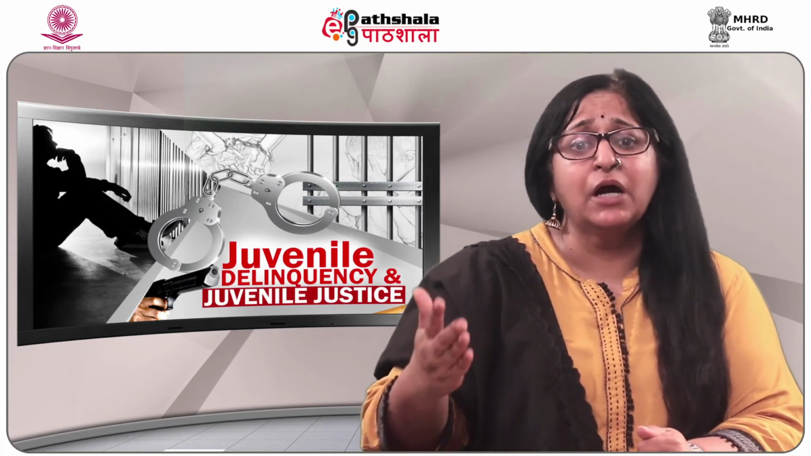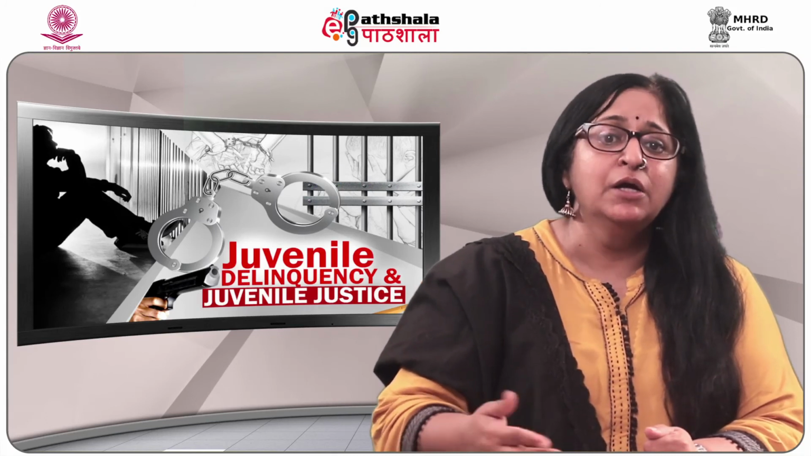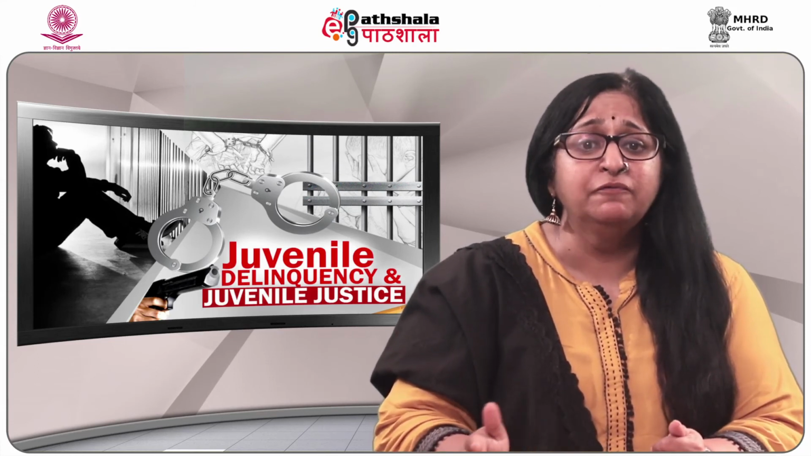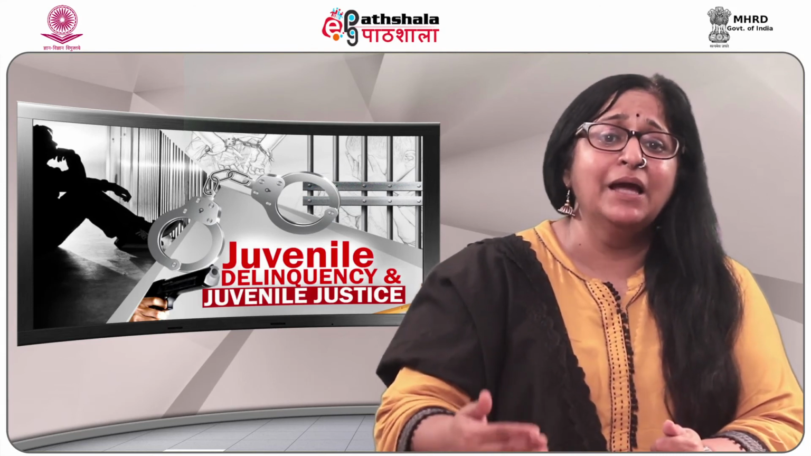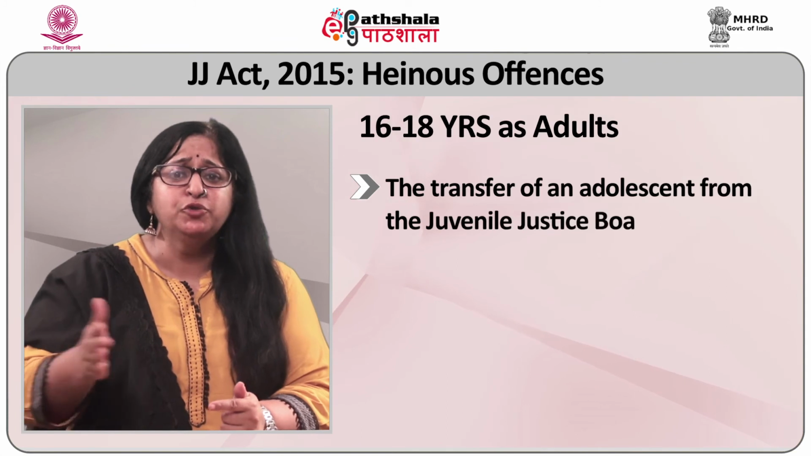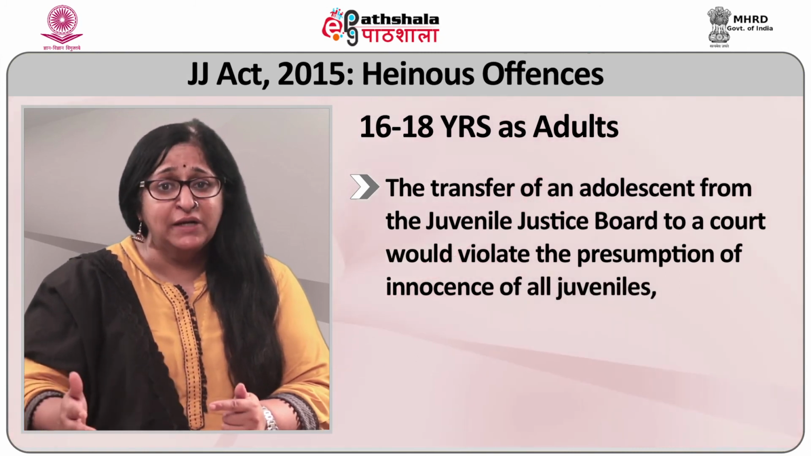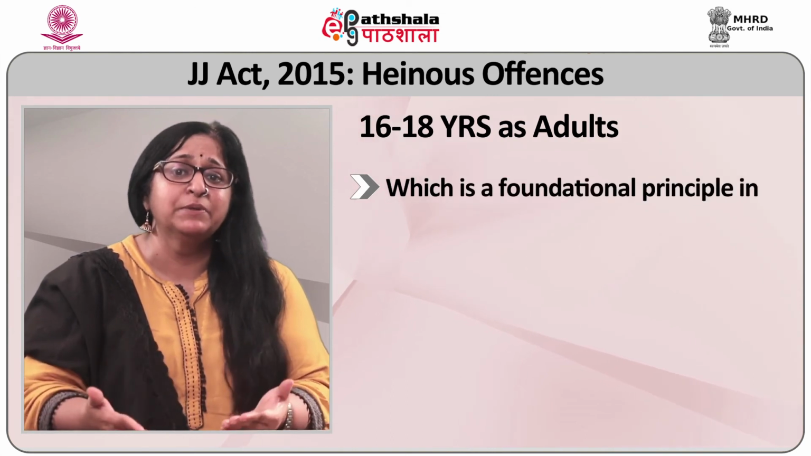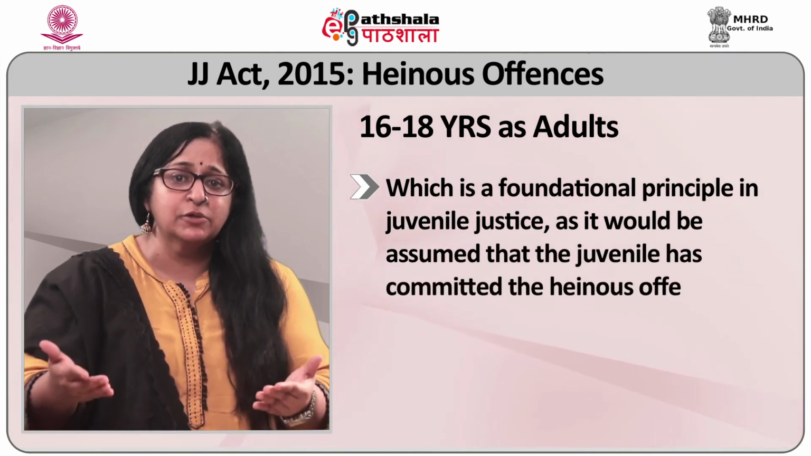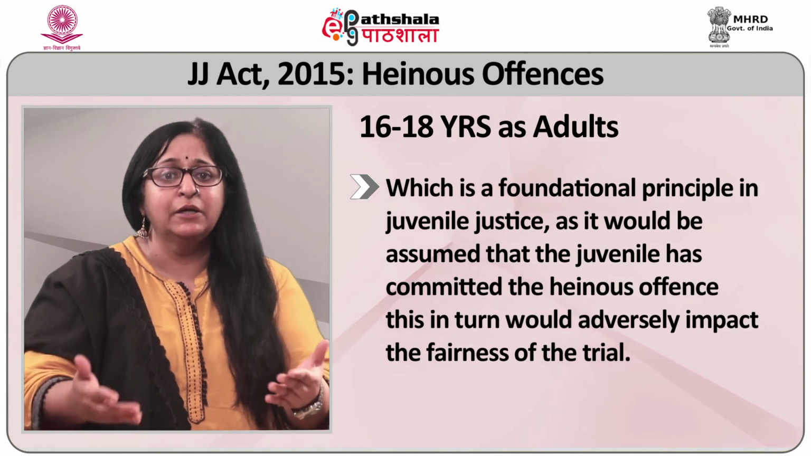Sixthly, the procedure by which authorities are to assess the adolescent's mental capacity to determine if he or she should be transferred to an adult court is fraught with errors and arbitrariness and will be influenced by inherent biases that the authorities may carry. And lastly, the transfer of an adolescent from the Juvenile Justice Board to a court would violate the presumption of innocence of all juveniles, which is a very, very foundational principle in juvenile justice, as it would be assumed that the juvenile has committed the heinous offense. This in turn would adversely affect and impact the fairness of the particular trial.